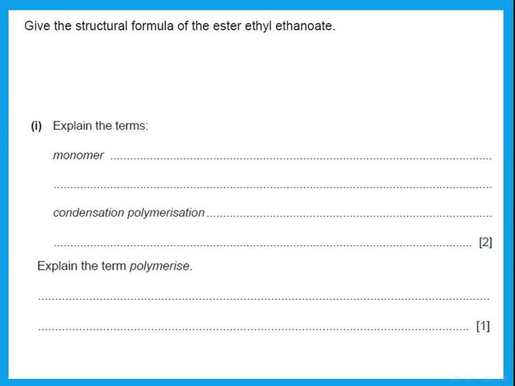Okay, give the structural formula of the ester, ethyl ethanoate. Again, ethanoate means it is ethanoic acid. Ethyl means it was ethanol added to ethanoic acid. So that is the ester. Getting better in drawing the ester, you should be able to draw esters.